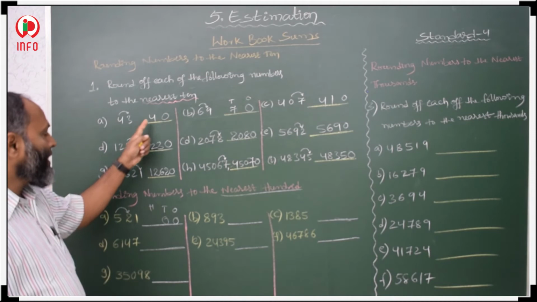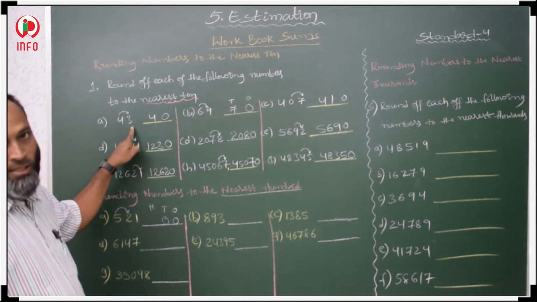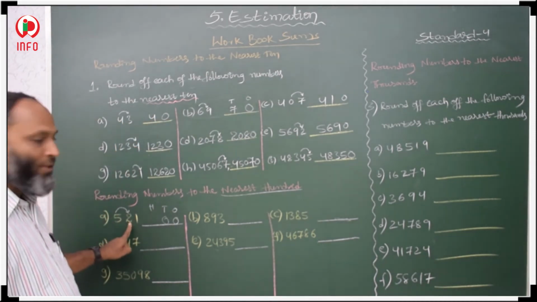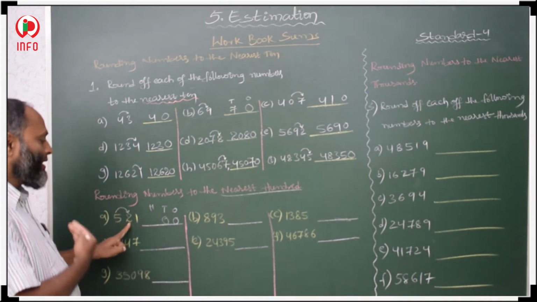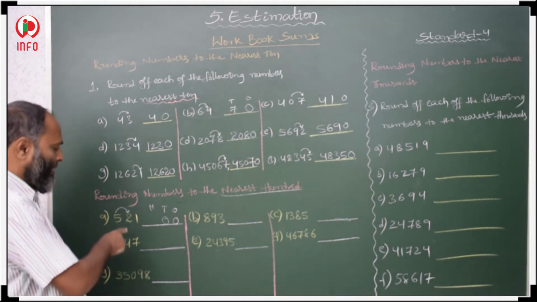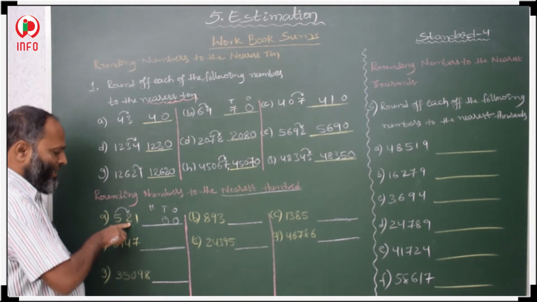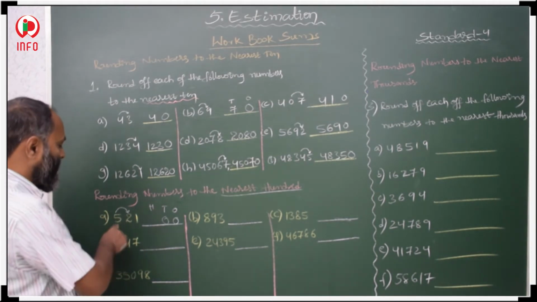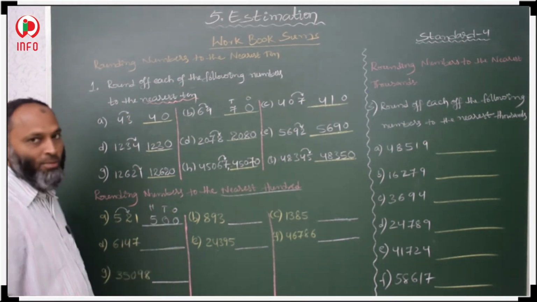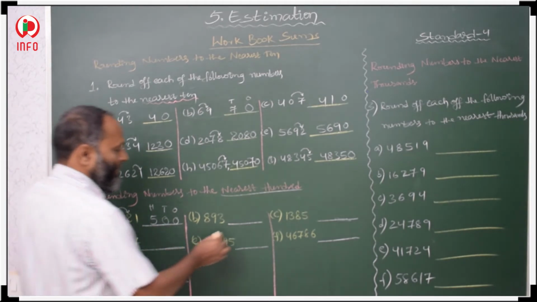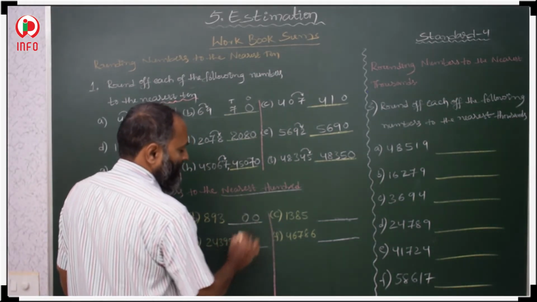In the tens digit we checked the ones place. Here, in the tens place, we have to check whether one digit has to increase. So 2 is less than 5, so this 5 stays as it is in the hundreds place. Here, nearest to 100, so the ones and tens places become 0.